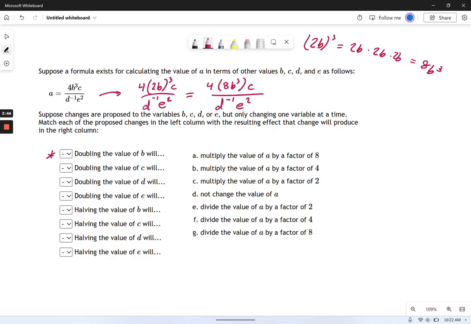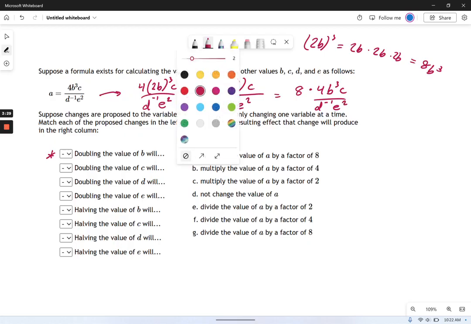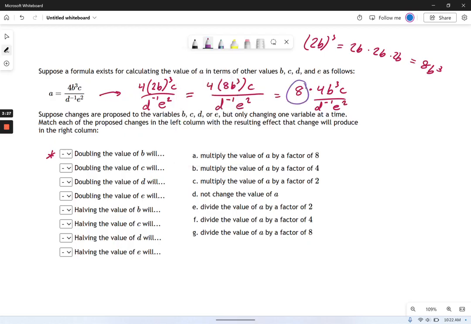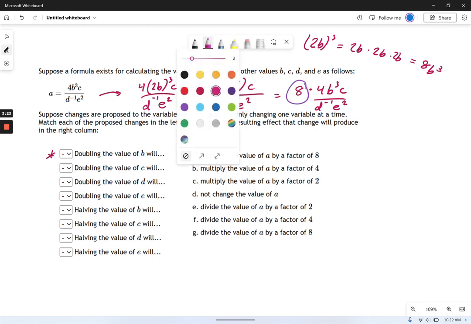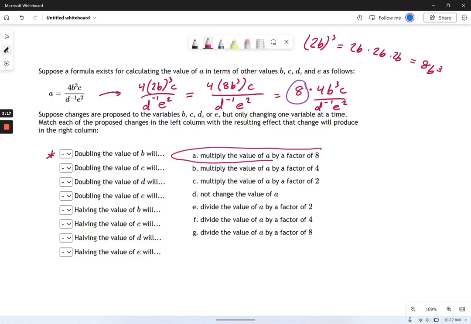And now I'm just going to rearrange this a little bit to take that 8 and move it out to the front. Remember, it doesn't matter what order you multiply things together in, so you can get away with stuff like this. So if you look at this equation now as I finally rewrote it, what is the only difference here? It's this number 8 out front. So you see the effect of doubling b was to octuple, or whatever, multiply the entire value of this thing by 8 right here.